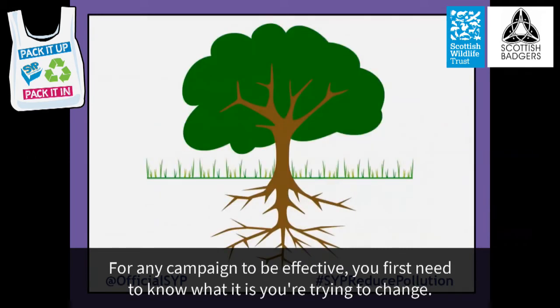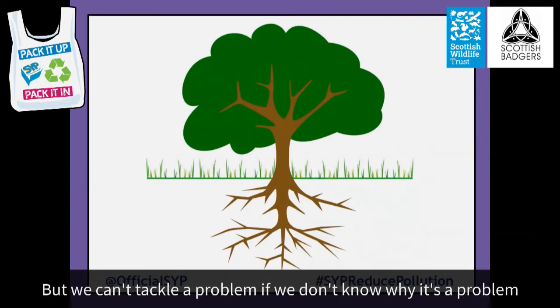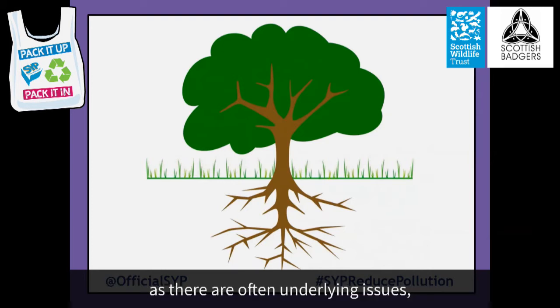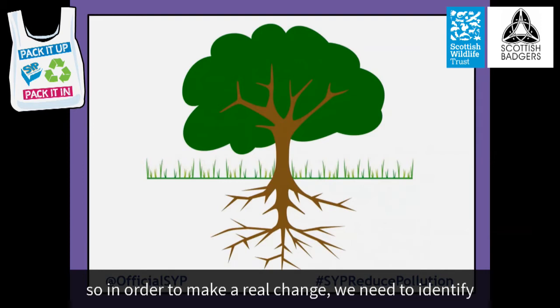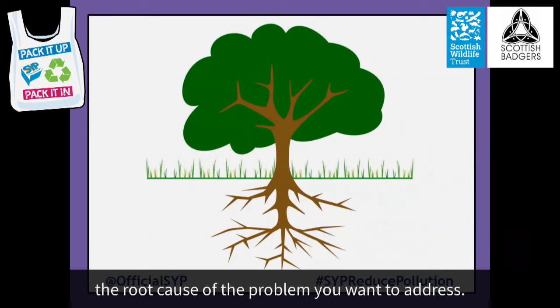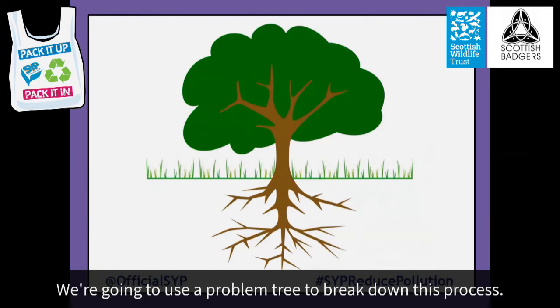For any campaign to be effective, you first need to know what it is you're trying to change. But we can't tackle a problem if we don't know why it's a problem, as there are often underlying issues, so in order to make a real change, we need to identify the root cause of the problem you want to address. We're going to use a problem tree to break down this process.